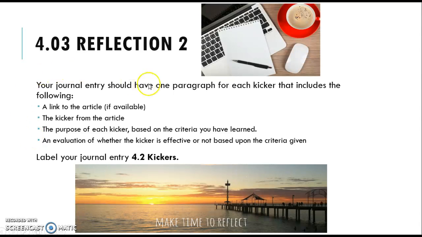In your journal entry, you should have 1 paragraph for each kicker that includes the following: a link to the article, the kicker, so give me the kicker, provide the example from the story, the purpose of the kicker based on the criteria you've learned, and an evaluation of whether you think it's effective or not based upon the criteria given. Again, you can find all the criteria and information in Unit 4, Lesson 3. And then you're going to label your entry 4.2 kickers.